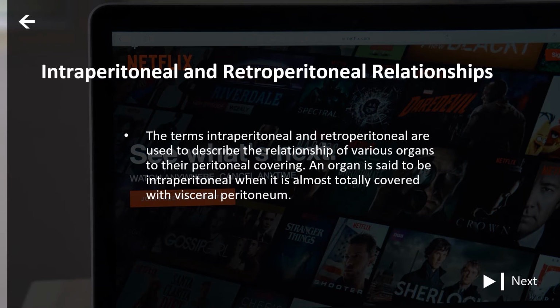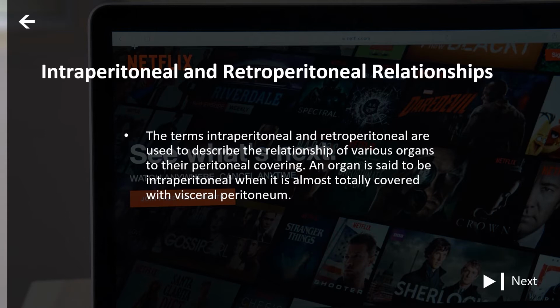Intraperitoneal and retroperitoneal relationships. The terms intraperitoneal and retroperitoneal are used to describe the relationship of the various organs to their peritoneal covering. An organ is said to be intraperitoneal when it is almost totally covered with the visceral peritoneum. So the stomach, jejunum, ileum, and spleen are good examples of intraperitoneal organs, while the retroperitoneal organs lie behind the peritoneum and are only partially covered with the visceral peritoneum.